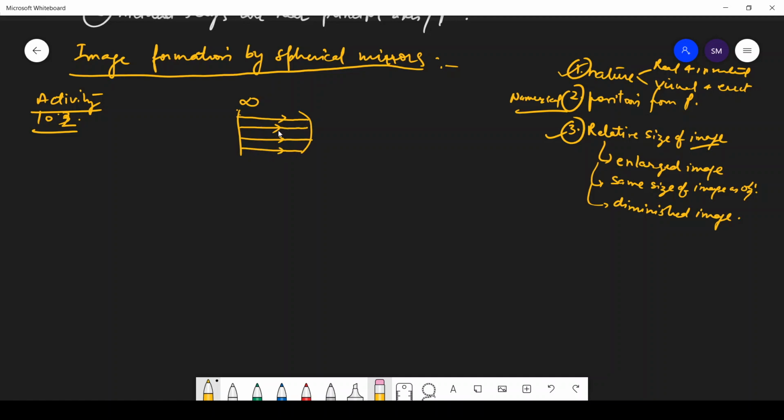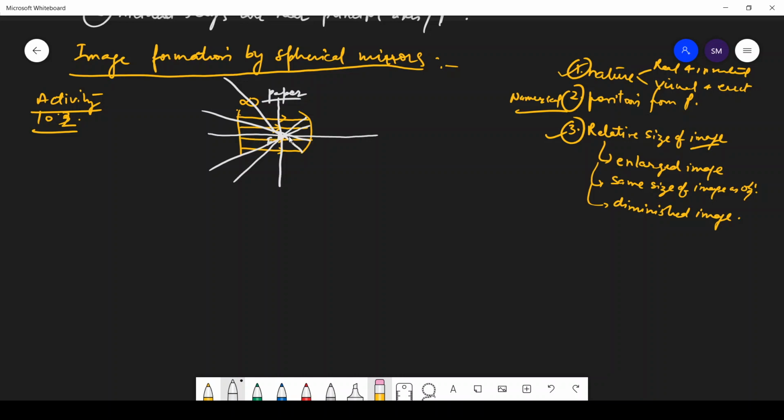So parallel rays, we know that if this is the principal axis and I have the focal point over here, all of them will pass through the focus. So a ray parallel to the principal axis will pass through the focus. So put your screen over here, put your paper over here. Keep on changing the paper, that is your screen, and when you get a sharp pointed image, that point is your focus.